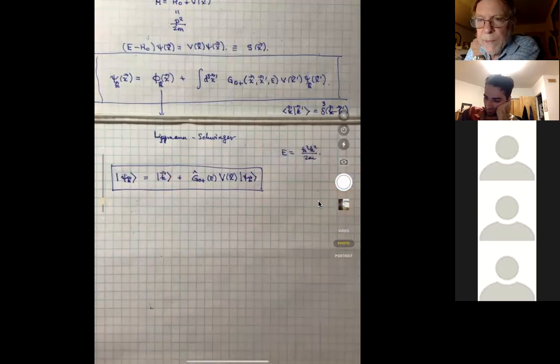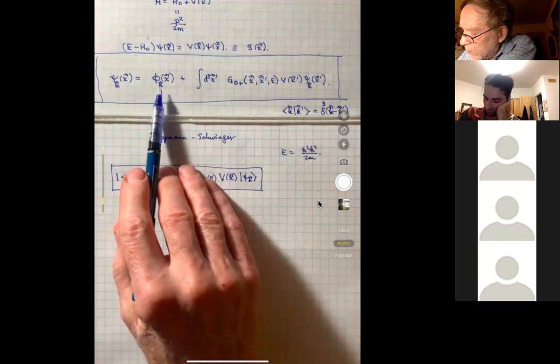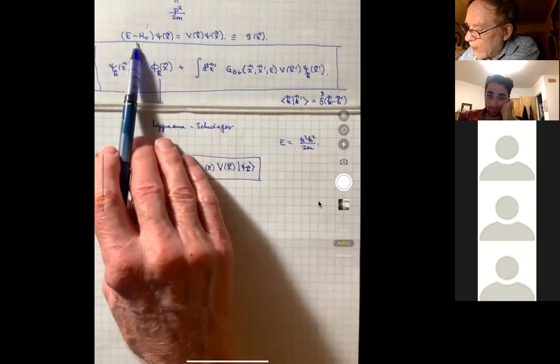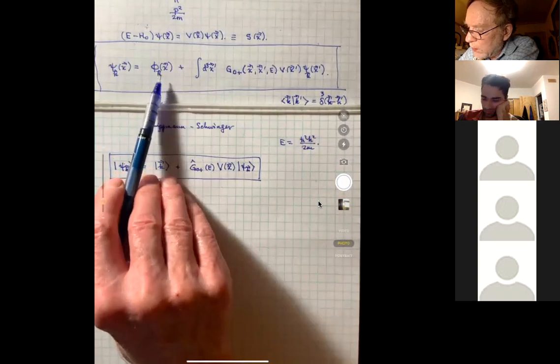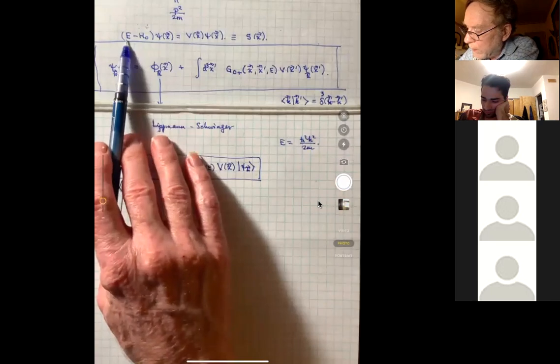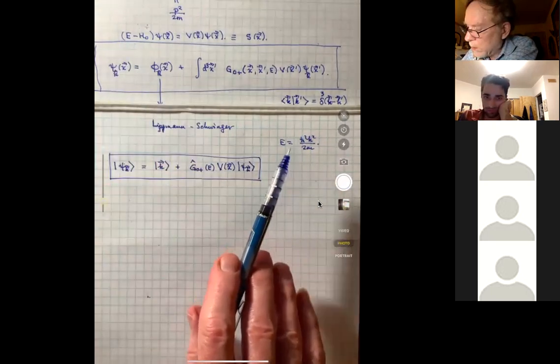Now, why is that? Because this particle isn't free. There's a potential there. Here's the mathematical reason. The phi k is a homogeneous solution. So it's a solution of (E minus H0) acting on phi k equals 0. So phi k is a free particle solution of energy E, and that just tells you that this energy E has to be related by that relation.